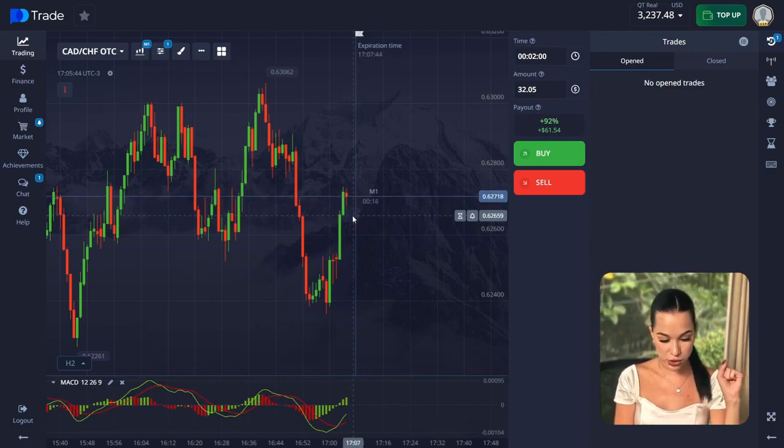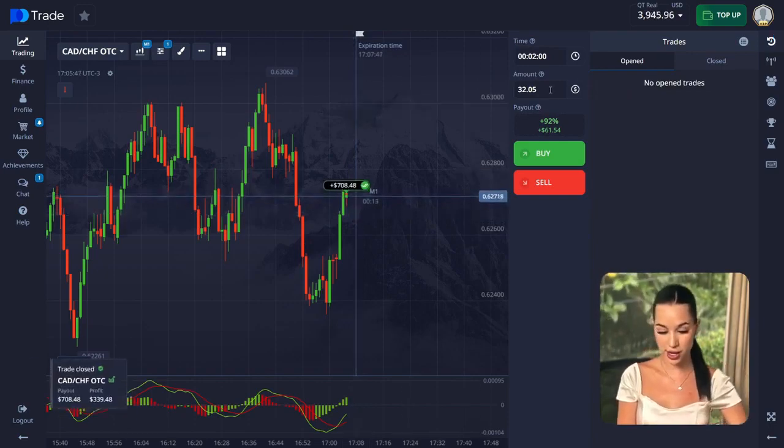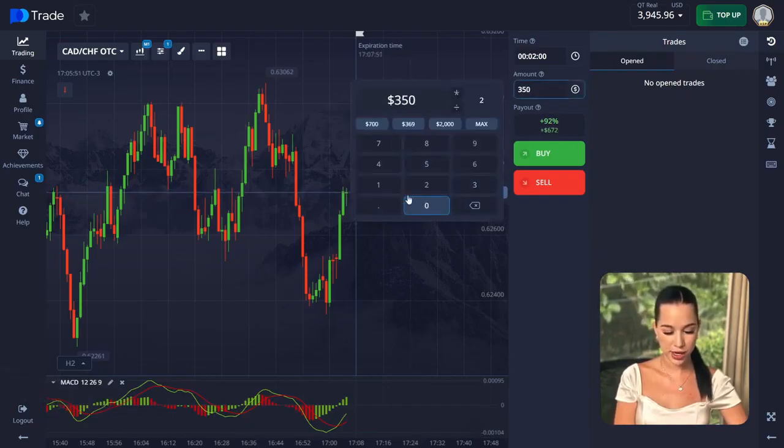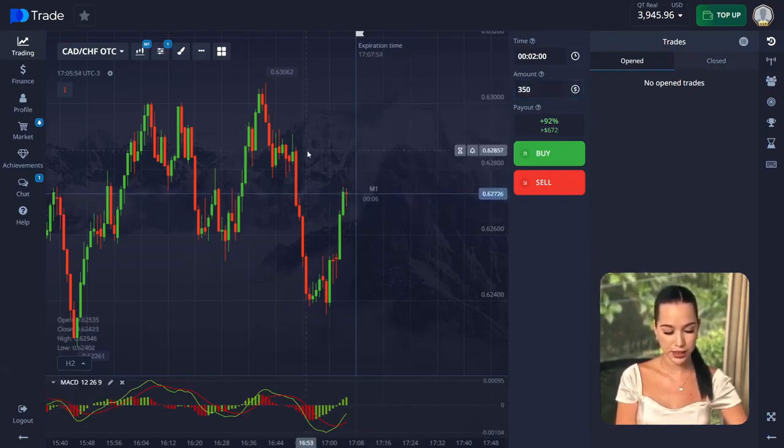So yeah, we closed this trade in the plus, guys. Congratulations to us, it was pretty easy. So we changed our amount of money per trade to $350, and we're gonna find a new situation for us.